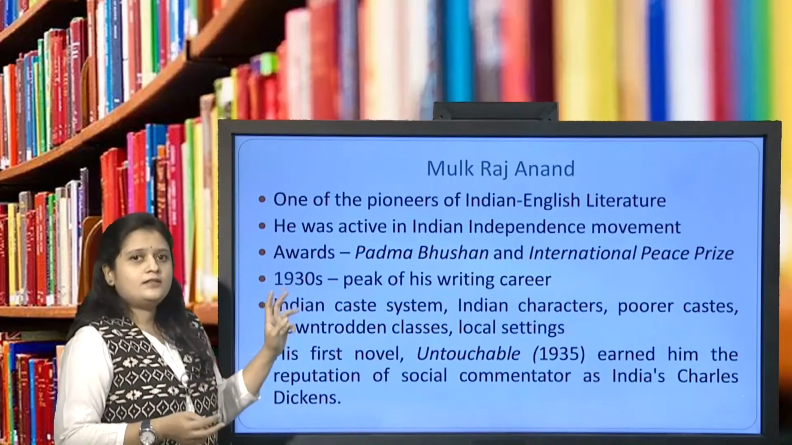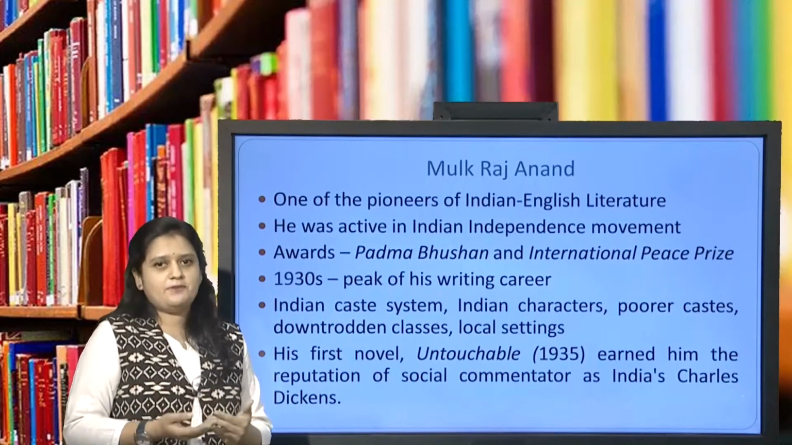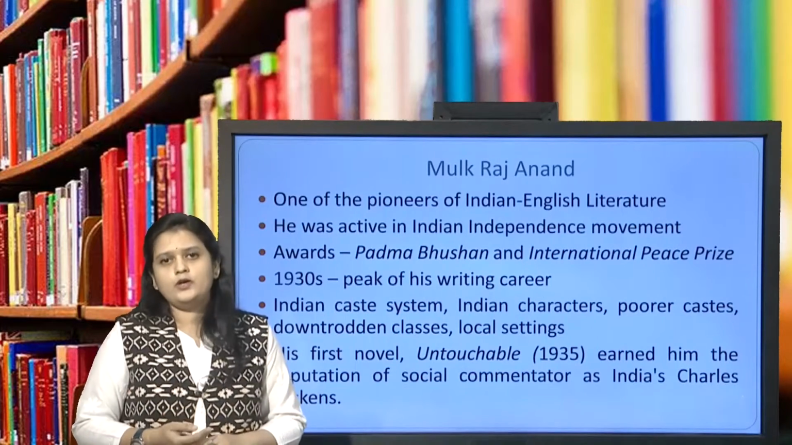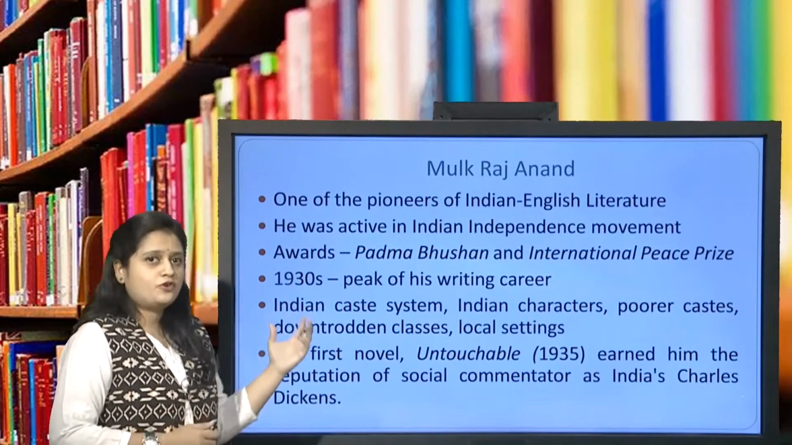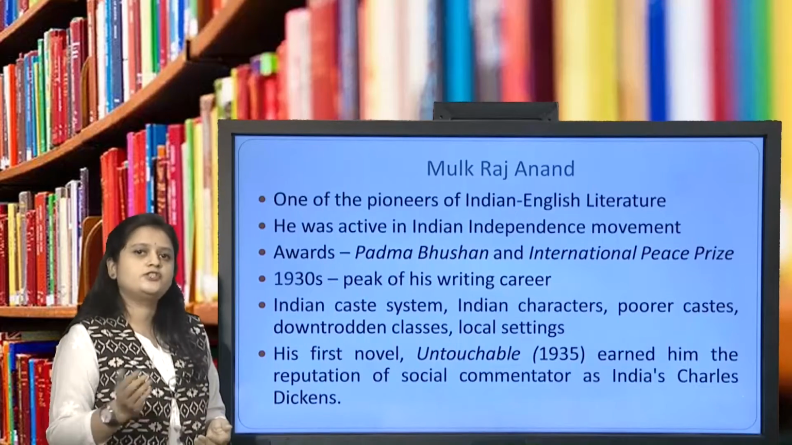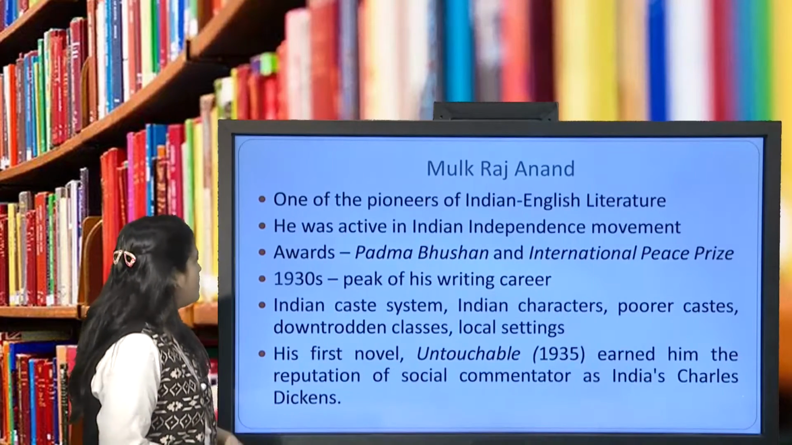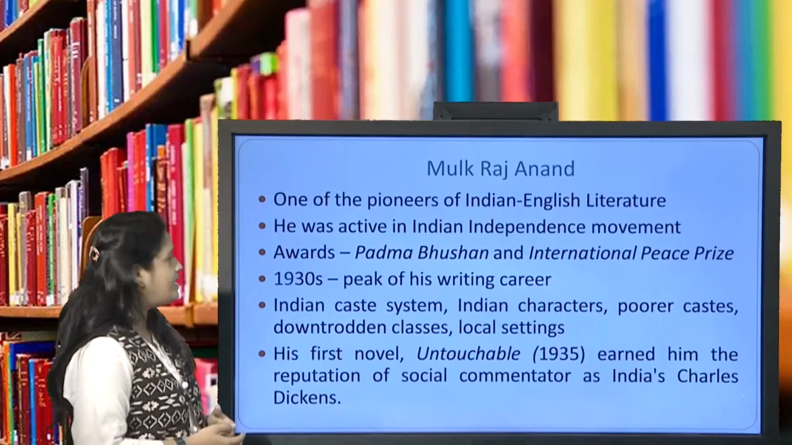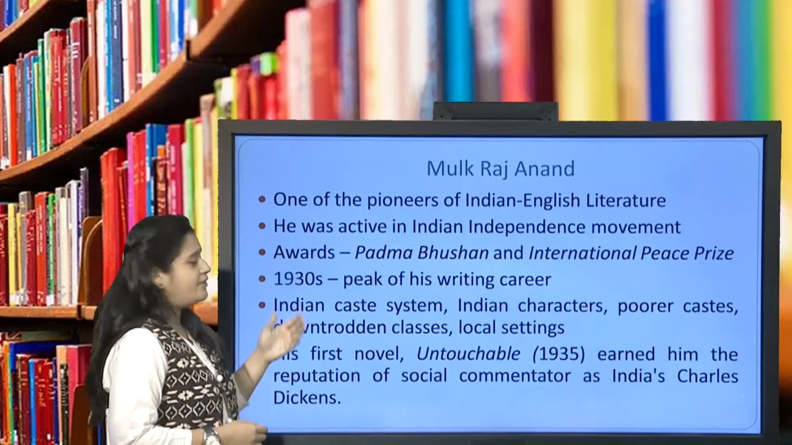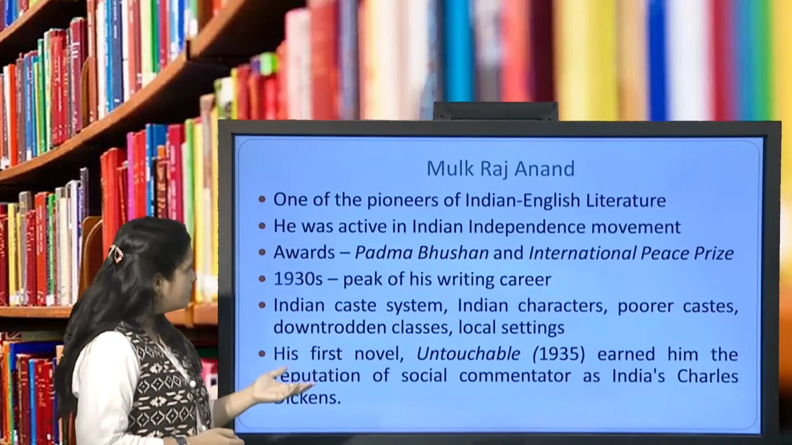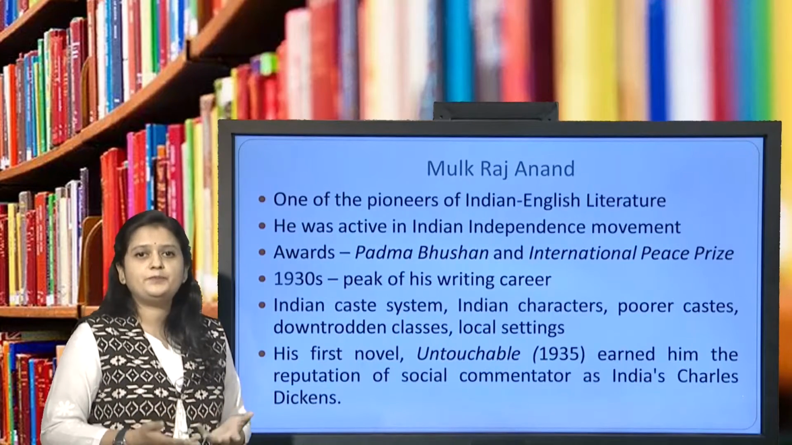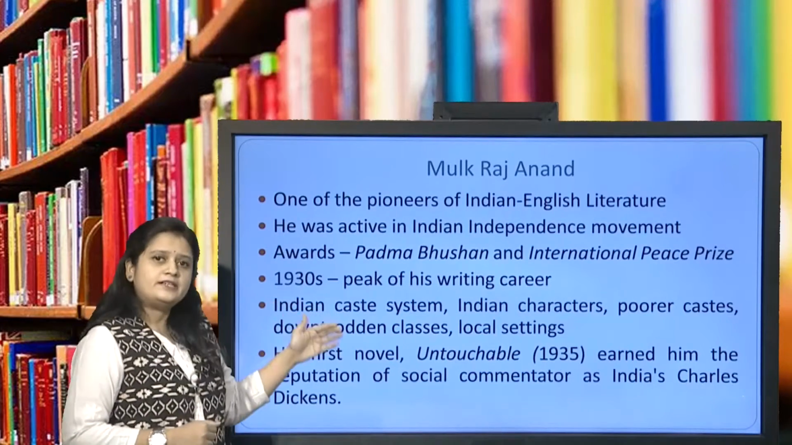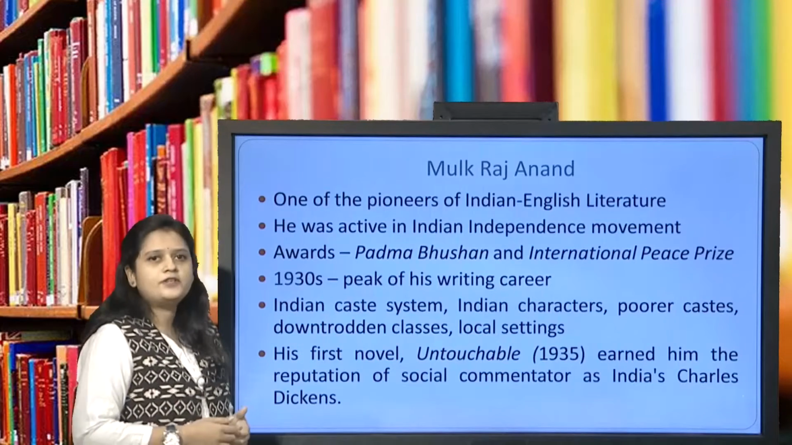So there were 3 founding fathers, namely R.K. Narayan, Mulkraj Anand and Raja Rao. So one of them is Mulkraj Anand, and we are going to study a story that is written by him. So he was active in Indian independence movement, and he has been awarded with the prestigious awards such as Padma Bhushan and International Peace Prize as well. So 1930s was peak of his writing career.